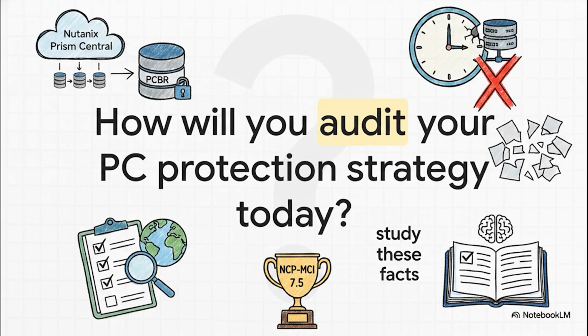So, I'll leave you with this. Knowing the catastrophic risks of state inconsistency, how will you audit and adjust your own infrastructure's Prism Central protection strategy today? If you had a total cluster failure tomorrow morning, are you absolutely certain your Prism Central backups are fully supported by Nutanix, or are you sitting on a ticking time bomb of unsupported snapshots? Think about it. Go audit your environments, lock these mechanics down, and you'll be well on your way to mastering the NCP-MCI 7.5.